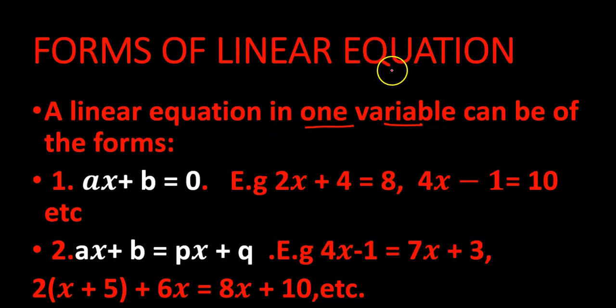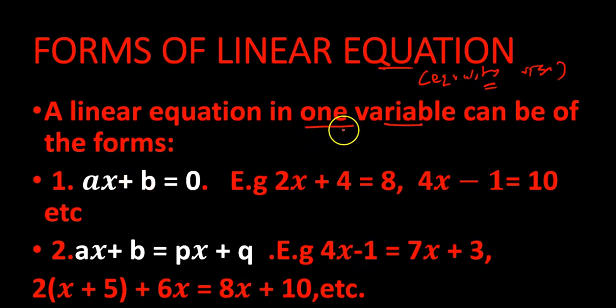The first one is the word equation. From the word equation, I have what is called the equality sign, or more like equals to. So the equality sign here is this equals to. Because I have this equals to here, this is an equation. ax plus b equals 0 is an equation. 2x plus 4 equals 8 is an equation. So that's what an equation is.